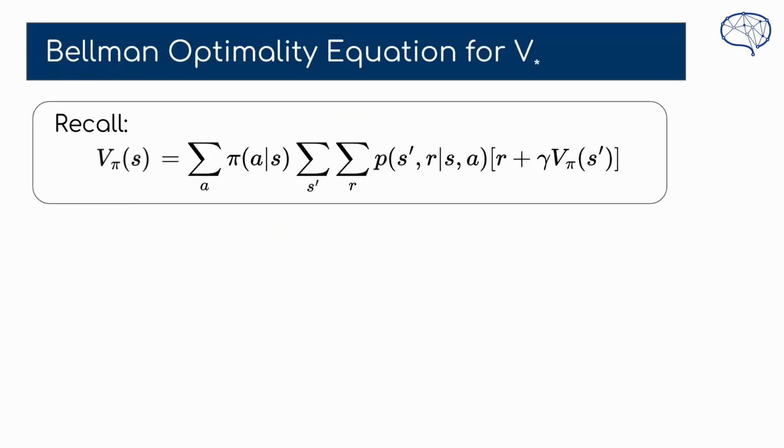And based off these, we can now create a Bellman optimality equation for these optimal value functions. So let's start with the state value function. Recall this is what our Bellman equation was. This is our recursive Bellman equation for a state value function.